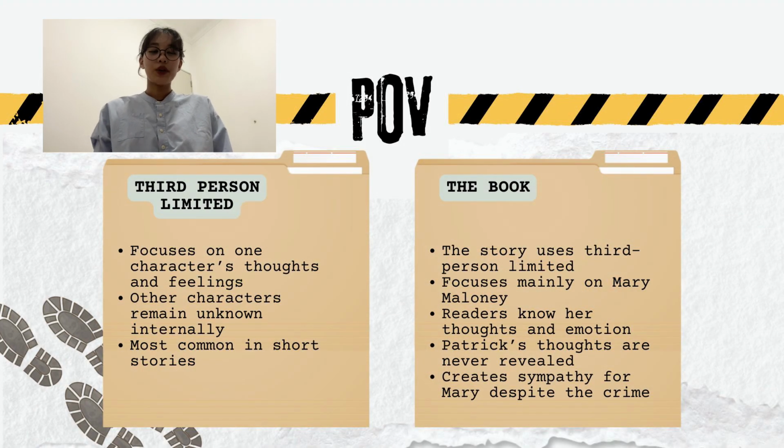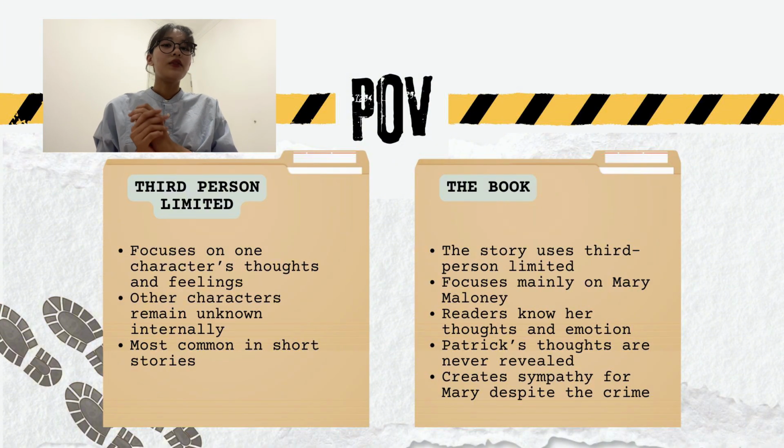We're moving on to the point of view. Point of view refers to the perspective from which a story is told. It determines who provides information and how much the reader understands about the characters and events. Lamb to the Slaughter is written in third-person limited point of view.